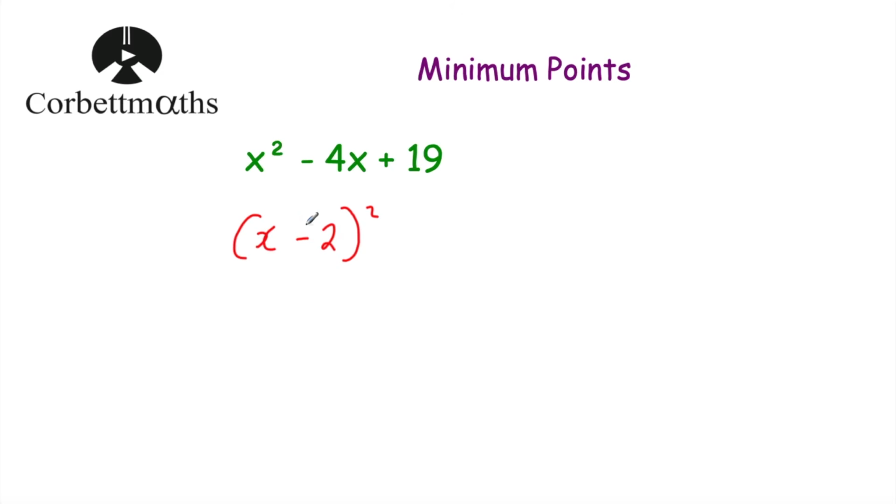Then you take away whatever this is squared. Whatever this is squared, you always subtract that. So minus 2 squared is 4. So we write subtract 4, and then we put the plus 19 on the end. Then we can simplify these numbers on the end. So we'd get x minus 2, close brackets squared, and then minus 4 plus 19, which is equal to 15, so plus 15.